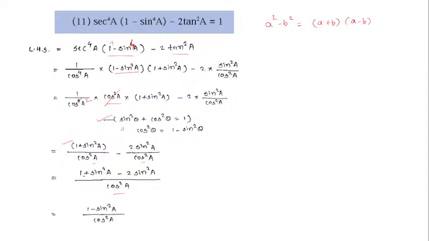So in the numerator we have 1 as it is, sin square a minus 2 sin square a, that's minus sin square a divided by cos square a. So 1 minus sin square a, again we have the substitution 1 minus sin square a, that is cos square. So cos square a divided by cos square a. So cos square in the numerator and denominator will get cancelled. So we have 1 divided by 1, that's 1, which is the right hand side.